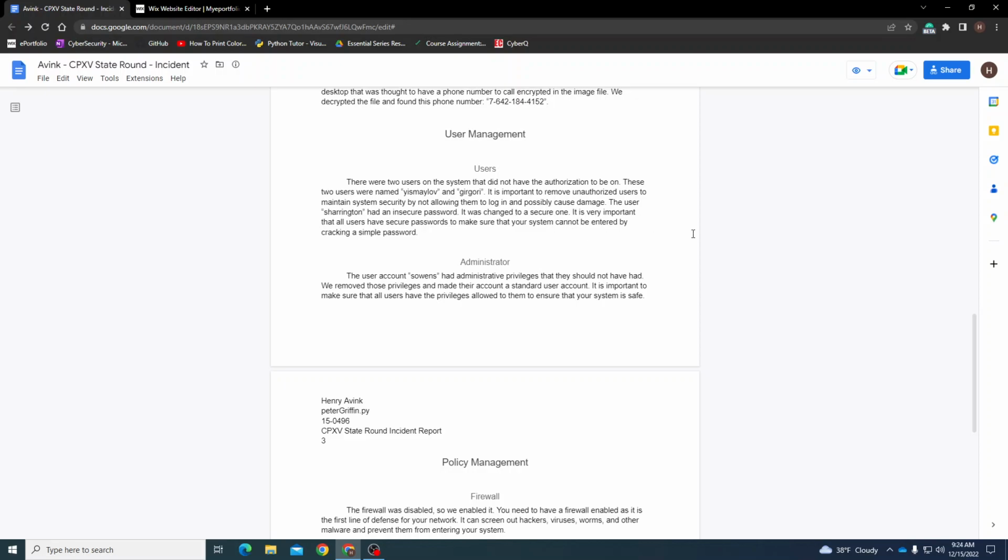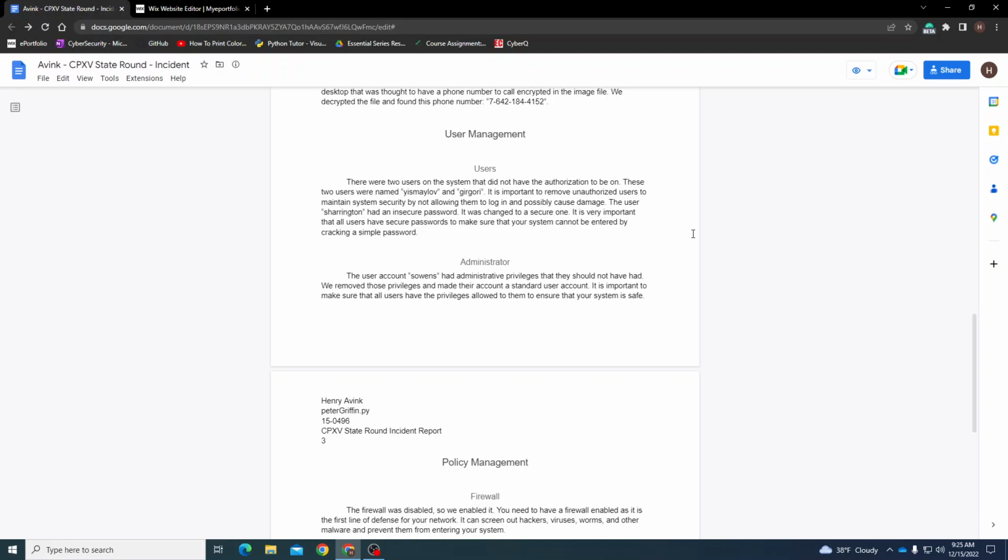It's very important that all users have secure passwords to make sure that your system cannot be entered by cracking a simple password. Moving on to the administrator part, the user account S. Owens had administrative privileges that they should not have had. We have removed those privileges and made their account a standard user account.